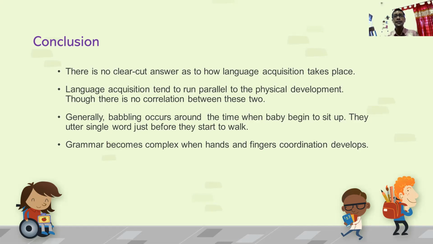Generally, babbling occurs around the time when the baby begins to sit up. They utter a single word just before they start to walk. Grammar becomes complex when hand and finger coordination develops.